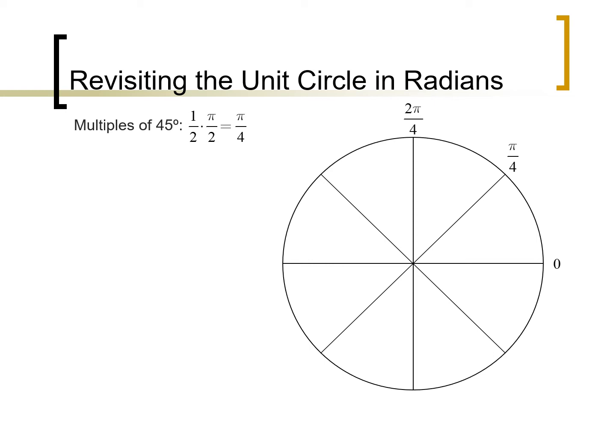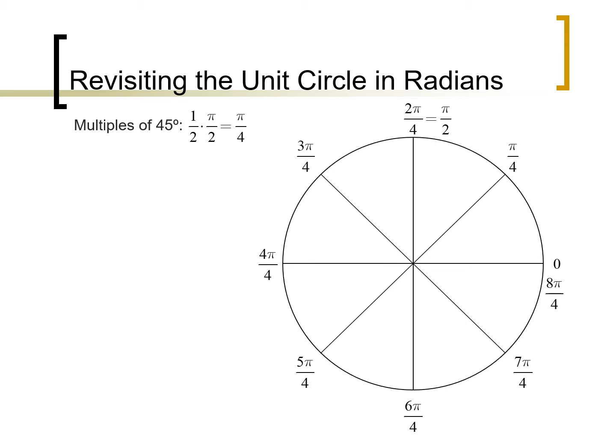Pi over 4 plus pi over 4 gives me 2 pi over 4, plus pi over 4 gives me 3 pi over 4, 4 pi over 4, 5 pi over 4, 6 pi over 4, 7 pi over 4, 8 pi over 4. Take a moment and simplify the fractions that you can simplify. Actually, they're good angles that we've already seen.